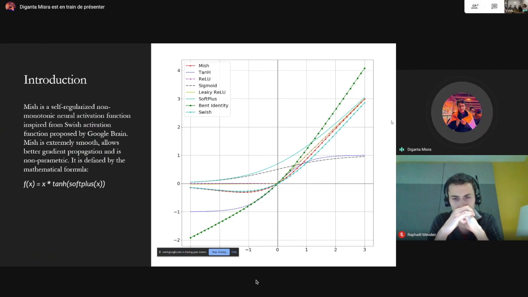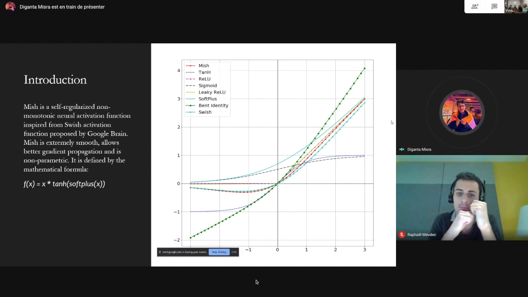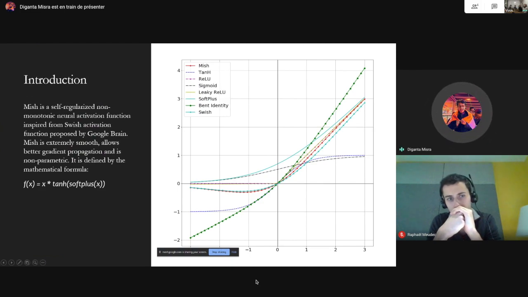With that in mind, I designed 5 different functions which closely resemble the graph of Swish, and one of them is right now known as Mish. In this graph, the red line is Mish, while the light blue line is Swish. They are very close to each other with a very minute difference. Mish is defined as x times tanh of softplus of x.